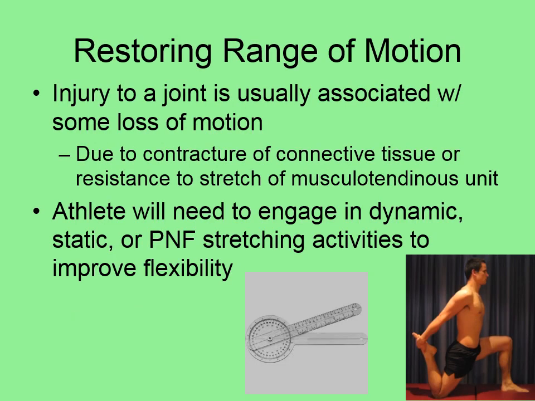We talked about range of motion a bit during the fitness lecture, but restoring range of motion is very important during rehab if the range of motion is limited. Oftentimes, injury to a joint is associated with some loss of motion, and this happens because of what we call a contracture of the connective tissue. That means that the joint capsule or the ligaments surrounding the joint tighten down. Or there could be a resistance to stretch because of the musculotendinous unit. So the muscle and tendon get tight with that joint because we're getting some muscle spasm when the body is trying to protect the injured joint.